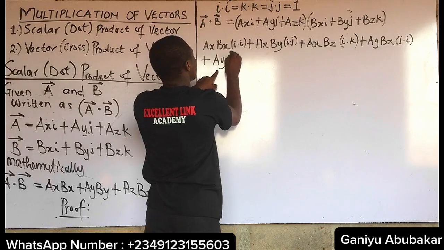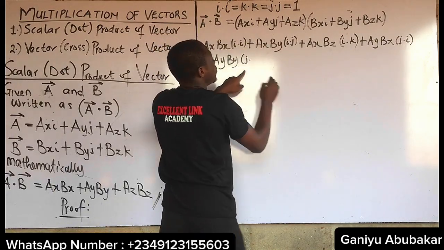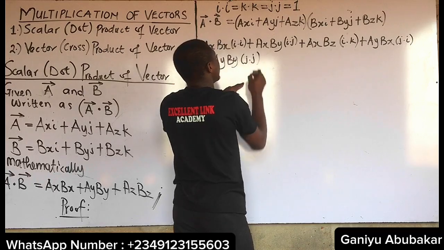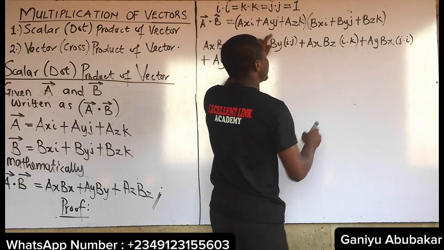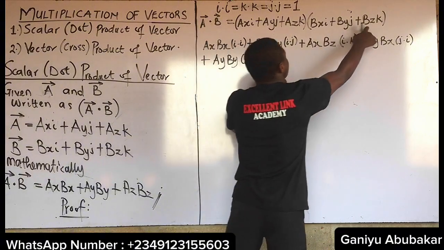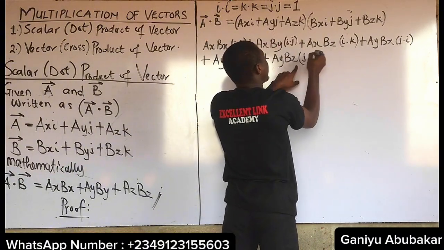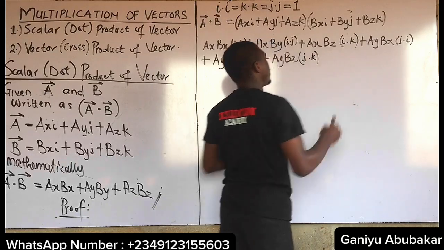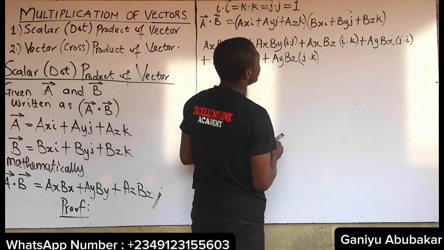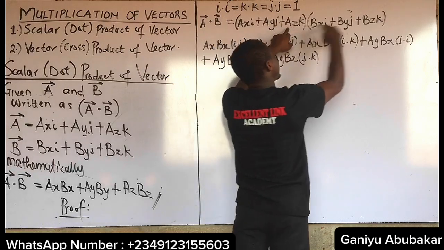I'll have AY BY into J multiplying J. Next up, I'll use this AY to multiply BZ. So I'll have plus AY BZ into J multiplying K. At this point, my next task is that since I've used this one to multiply everything, I'll now take this one to multiply everything here.